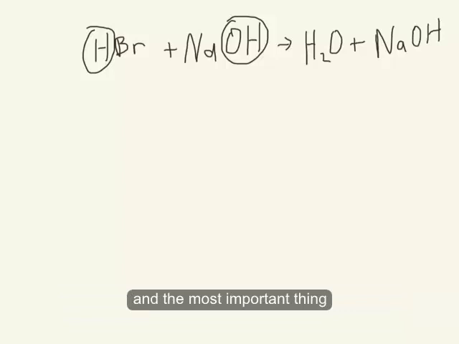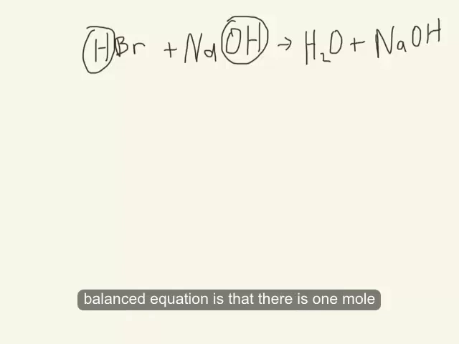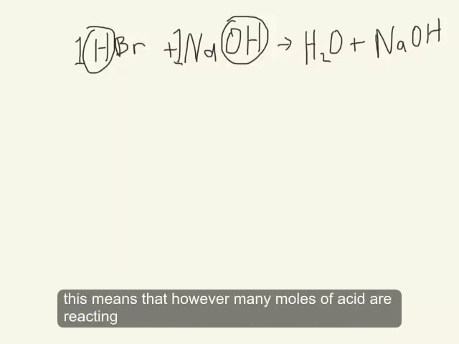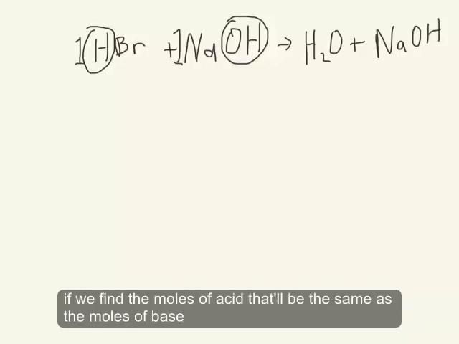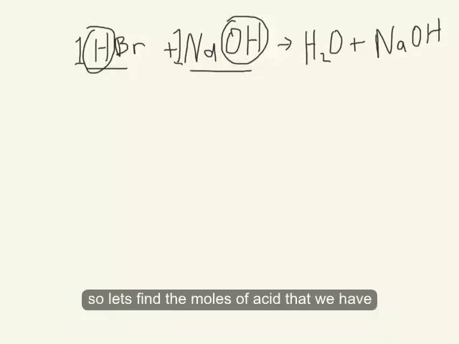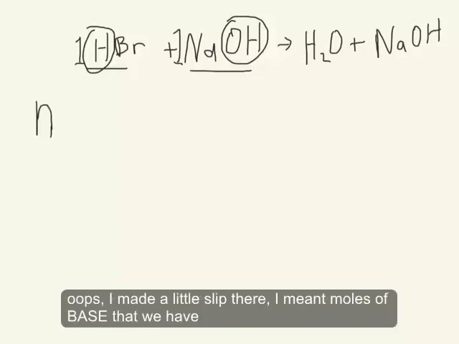And the most important thing we've found out from this balanced equation is that there is 1 mole of acid reacting for every 1 mole of base. So they react in a 1-to-1 molar ratio. This means that however many moles of acid are reacting must be the same as the number of moles of base that are reacting. So if we find the moles of base, that'll be the same as the moles of acid. So let's find the moles of base that we have.